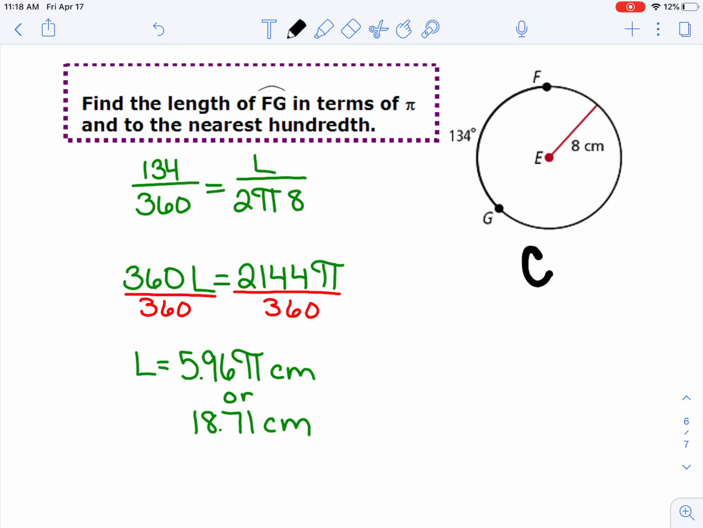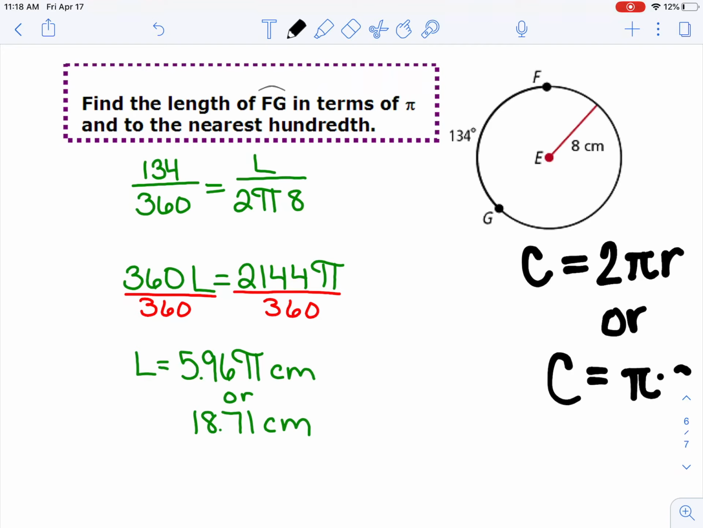Remember that the formula to find circumference of a circle is 2 pi r or pi times the diameter. So those equations will both work to get you the circumference. In this case, we are given the radius as 8 centimeters, so it would make sense to use this first equation that uses radius. So we take 2 pi times 8.